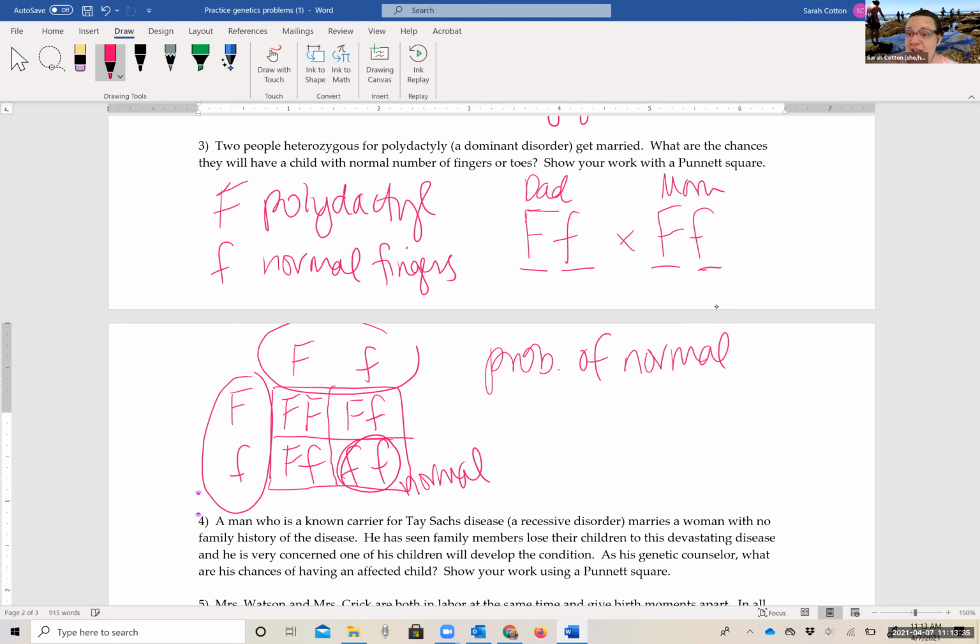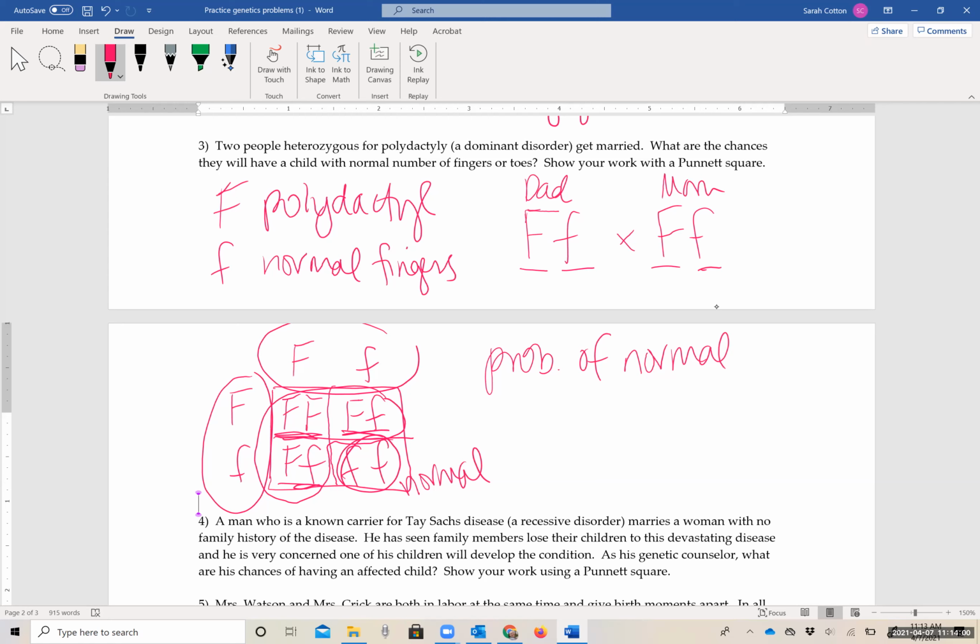Exactly. Does everybody else get that? So maybe let's go slower, right? That's absolutely correct, but let's just go through it slow. All of the rest of these have a big F dominant, at least one, if not two, big Fs. And because polydactyl is dominant, that means all of these are going to have a polydactyl phenotype.